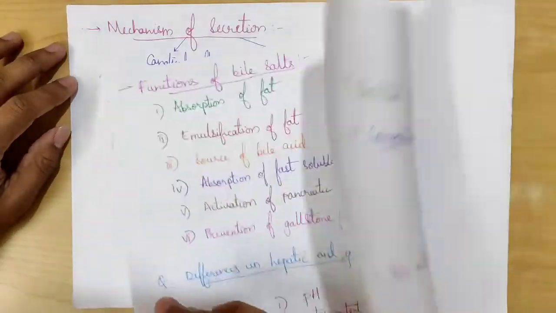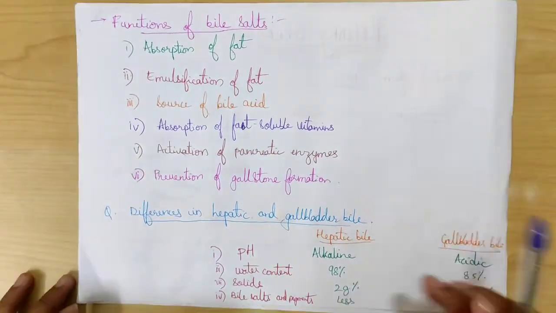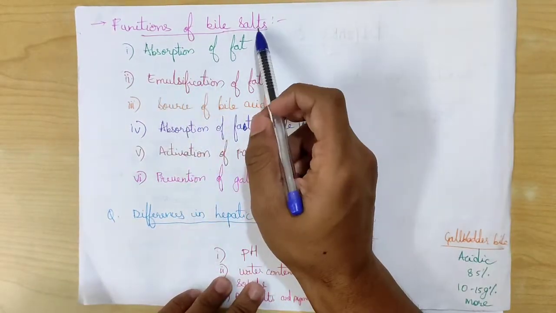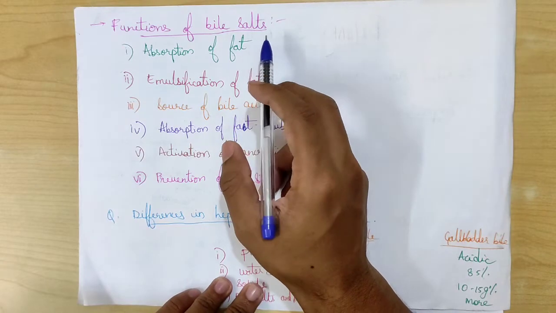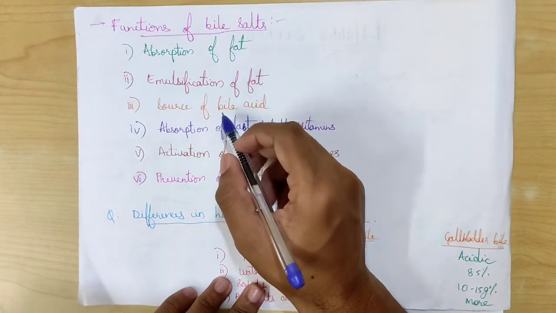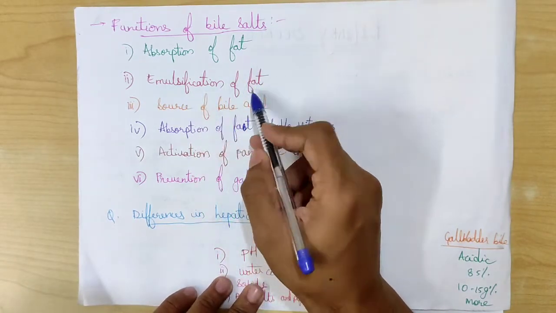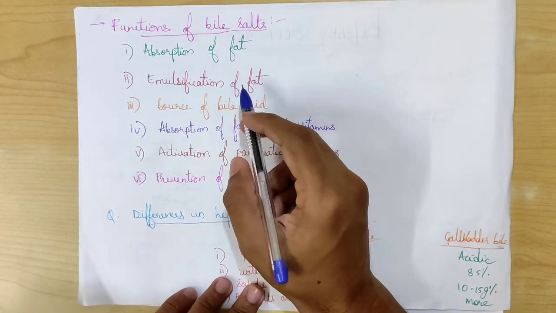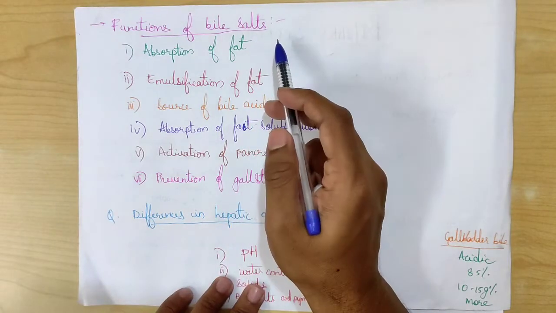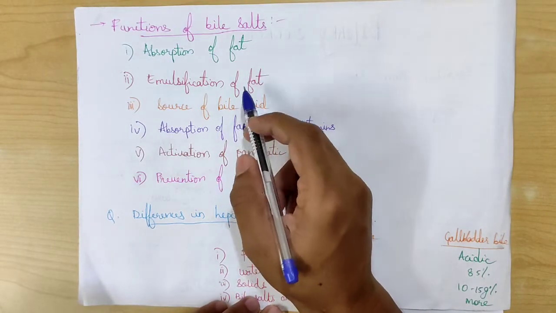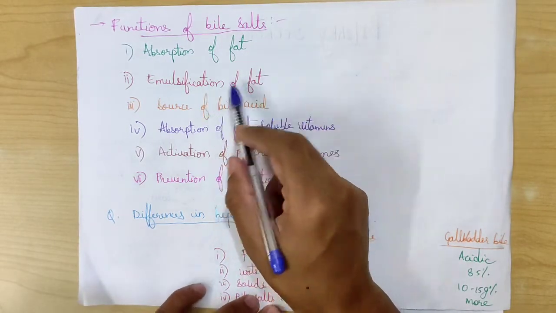So what are the functions of the bile salts and why are they important? The first one is the absorption of fat. The bile salts help in the absorption of fat by the formation of micelles. This micelle formation helps in easy absorption of the fat. Next one is the emulsification of fat. Emulsification is nothing but the process of reducing the surface tension of the fat molecules. Since these bile salts contain many surface tension reducing agents, they cause emulsification of fat.